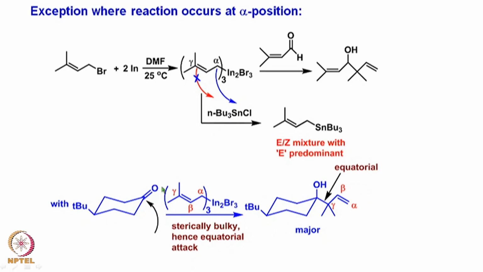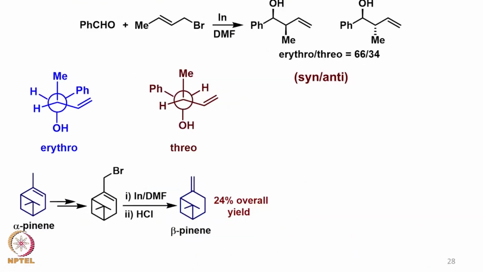Now, in the reaction of ketones of this kind, which is a cyclic ketone, obviously the attack will be preferred from the equatorial side, but in this particular case, there are no substituents around the ketone, and therefore the reaction occurs from the gamma position only, from the equatorial side, to lead to the formation of this type of major product.